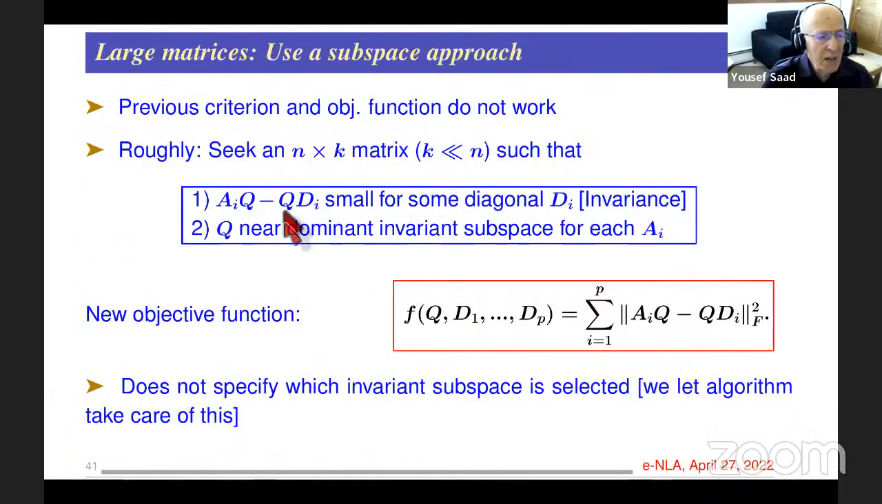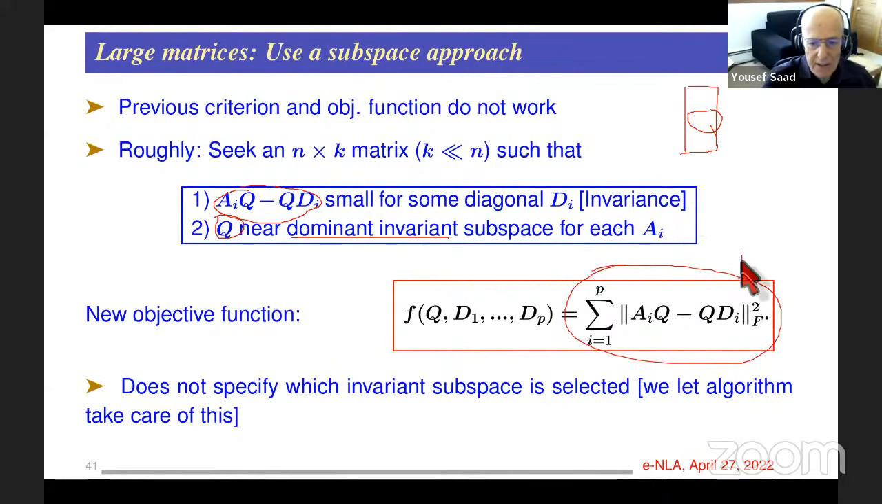So what do we do in the case where we have large matrices? It's not possible to use the same approach, obviously, but then you introduce these two measures here. So now we're going to seek a rectangular matrix instead of a square matrix. This is my Q. And I want to seek Q such that this Q is roughly invariant for all the A_i. And I want Q to be representing one end of the spectrum, for example, the largest one, okay? As much as possible. So this function here will take care of the first part, right?